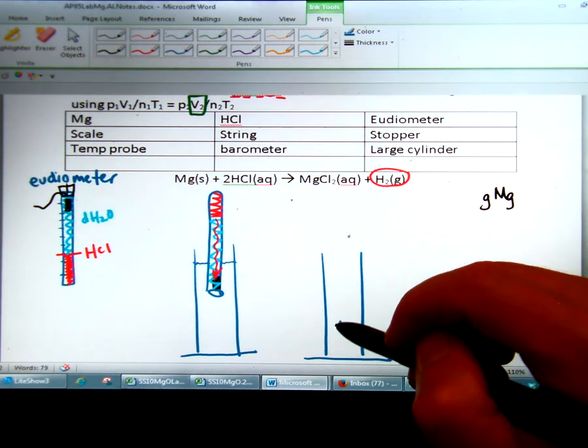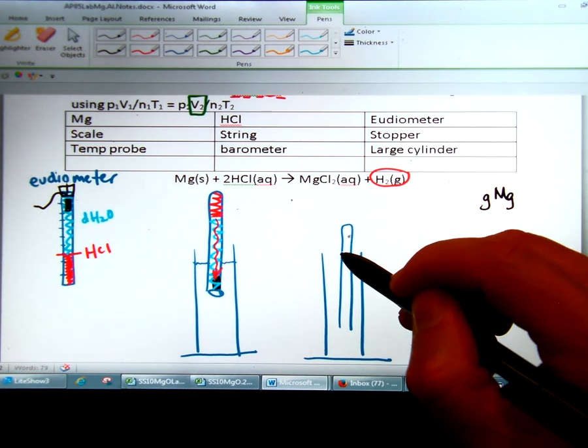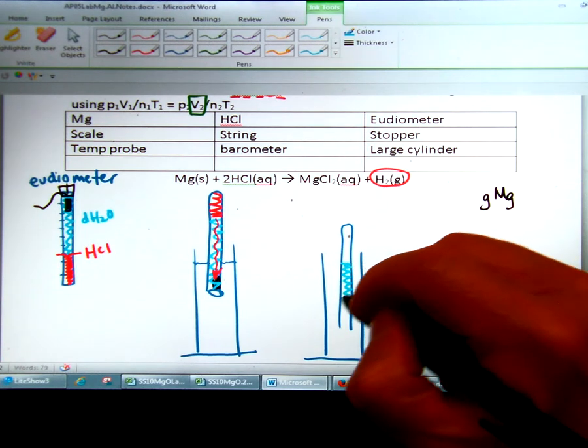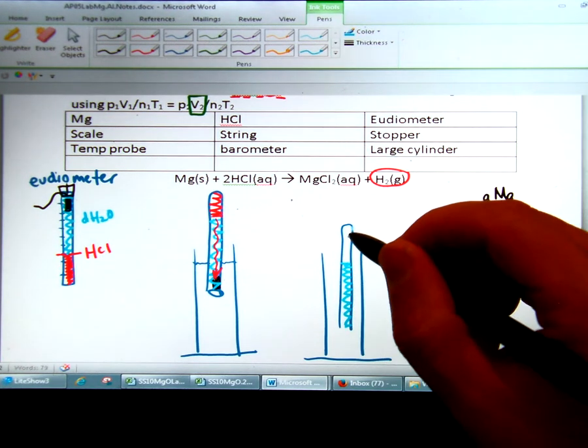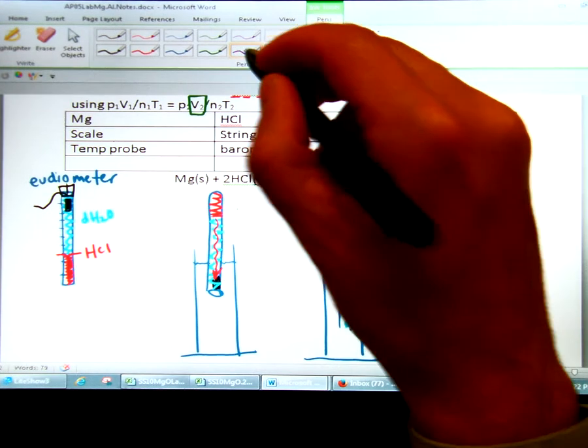You're going to have your upside down eudiometer. You're going to have your level of water somewhere, let's say over here. This is all going to be filled. And then inside of here is going to be your hydrogen gas. So your hydrogen gas is going to be up here.